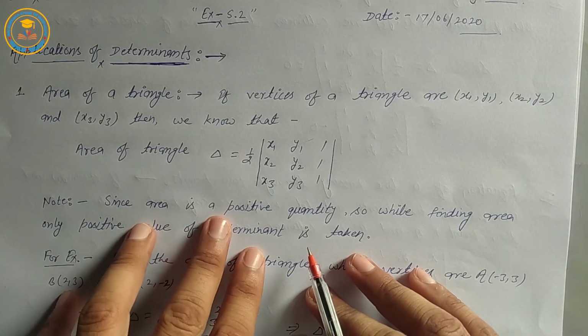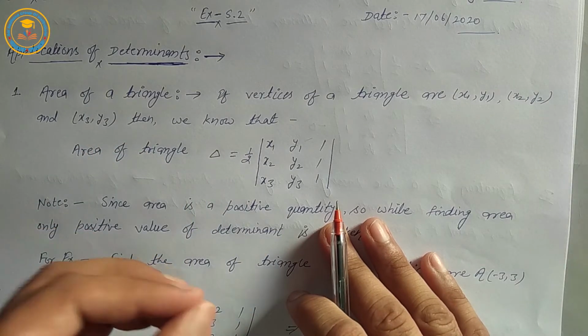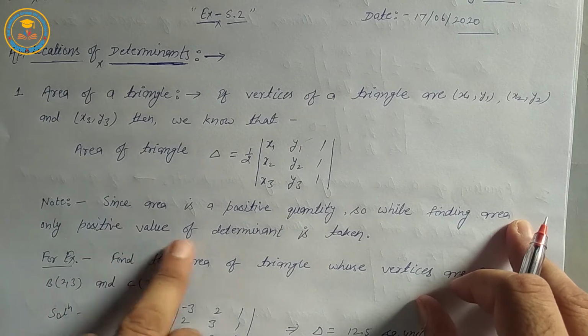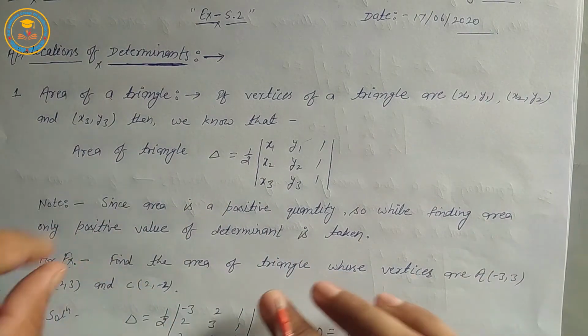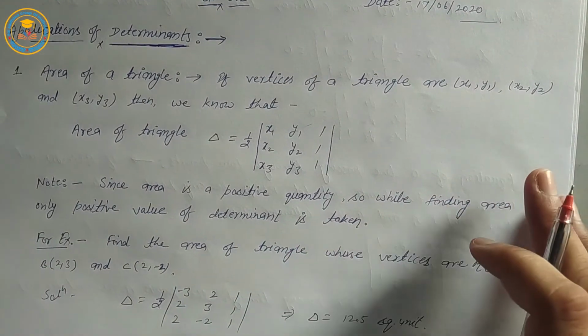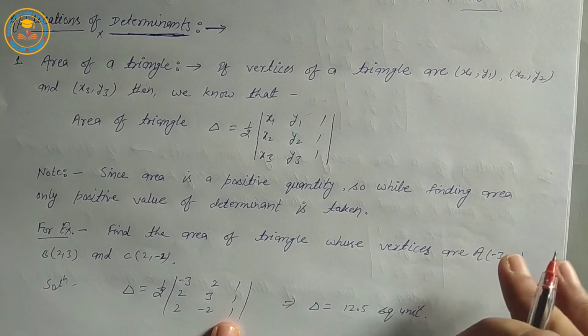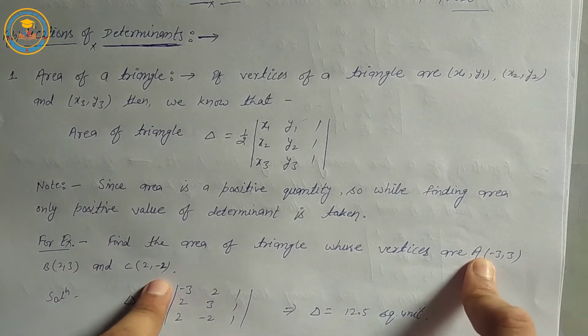Since area is a positive quantity, while finding area only the positive value of the determinant is taken. For example, find the area of the triangle whose vertices are A, B and C.